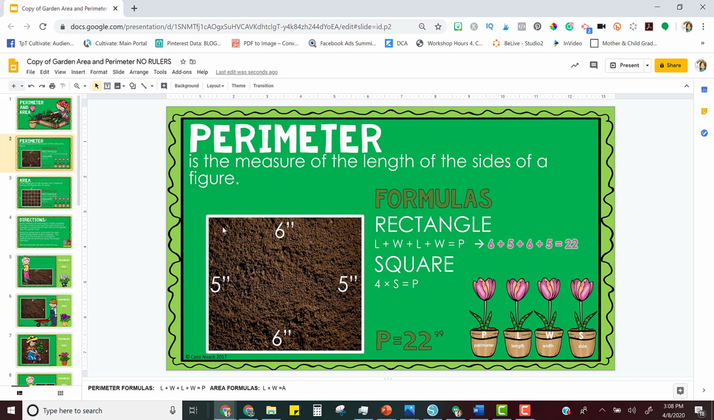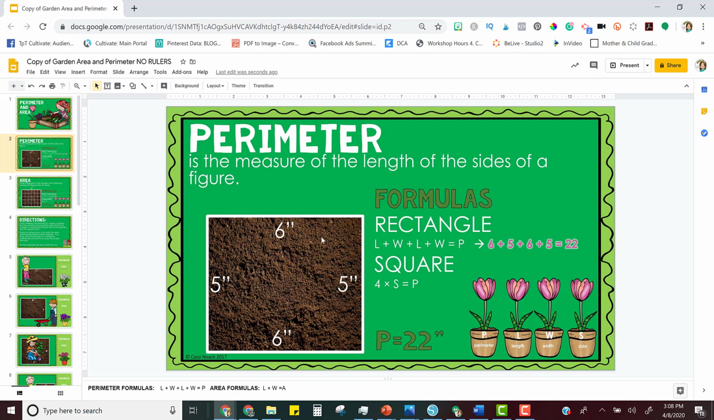sides up. So here we have some formulas to help you find the perimeter. A formula is just a fill-in-the-blank math sentence that helps you find the answer. So the formula for a rectangle is length plus width plus length plus width equals the perimeter. Notice this is just adding up all the sides. When we fill in the formula with the numbers from the problem, we can solve it to find the perimeter.